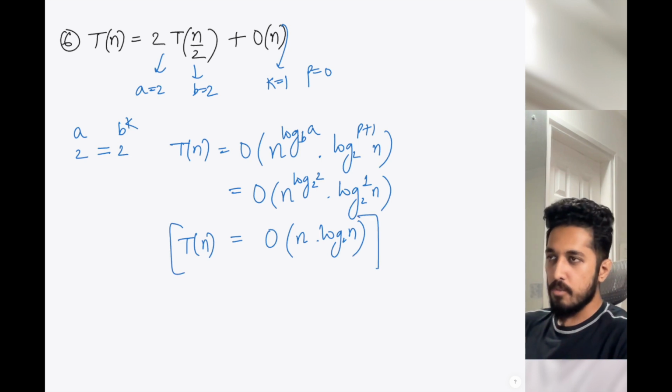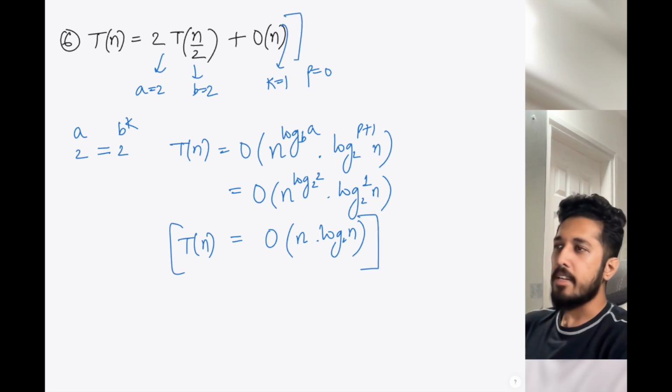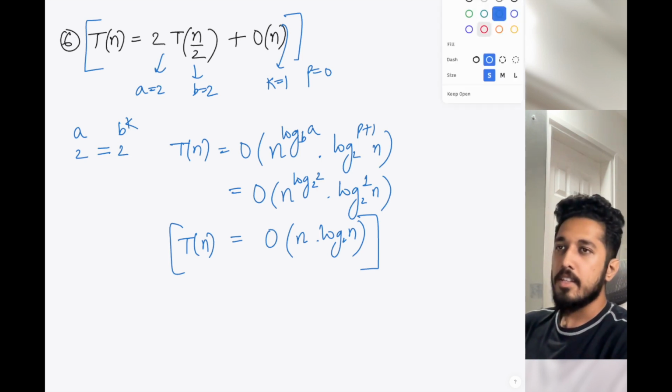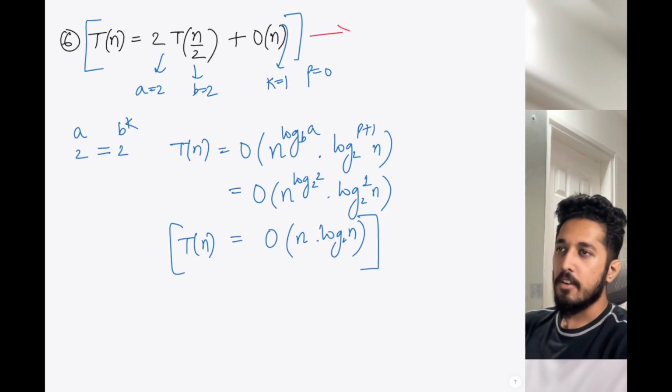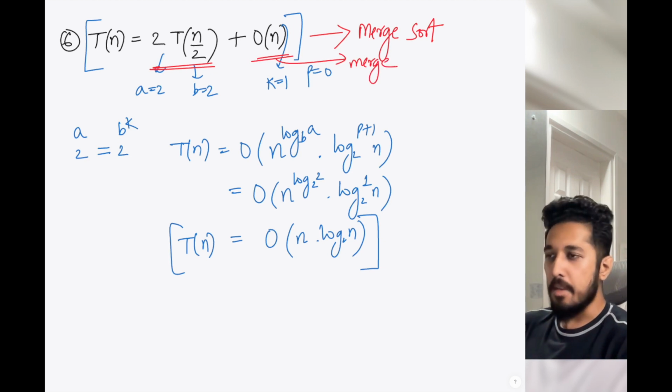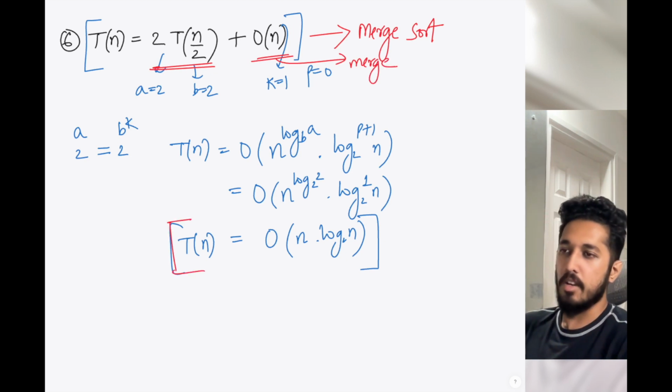If you observe this equation clearly, it might look a bit familiar. This is nothing but the recurrence relation of merge sort, which is 2T of n by 2 plus big O of n, where big O of n is the time taken to merge. And the time complexity for merge sort is big O of n log n, which we have now calculated using Master's theorem.